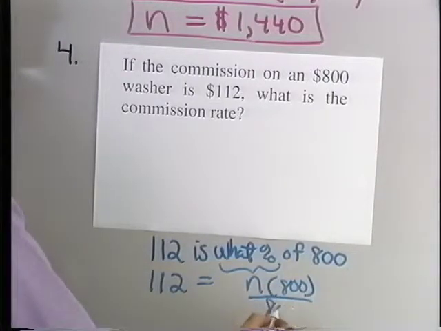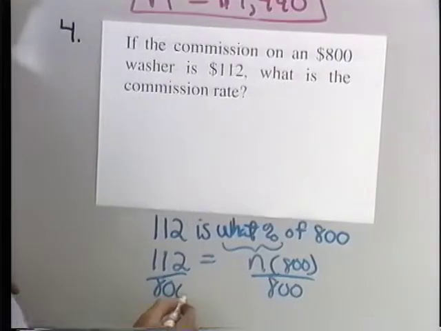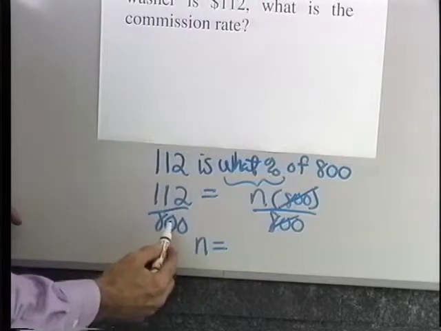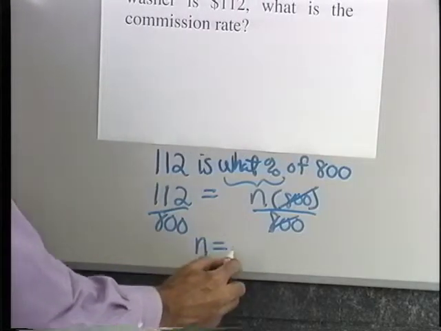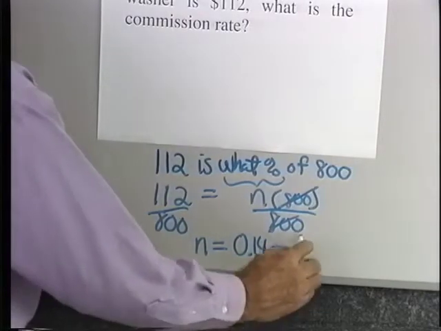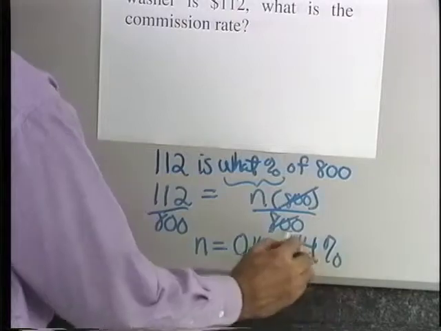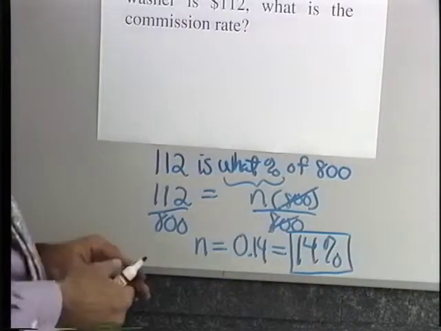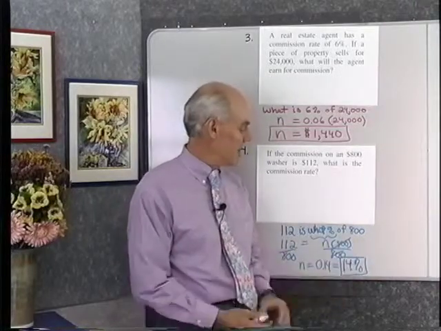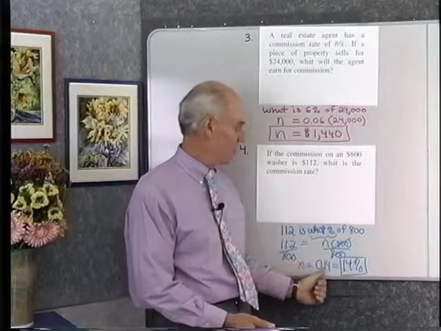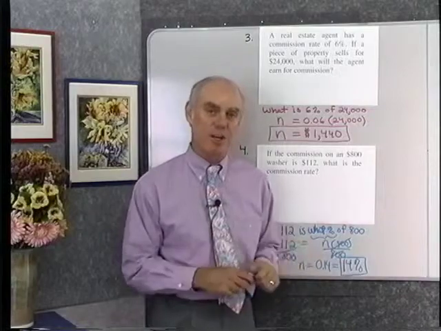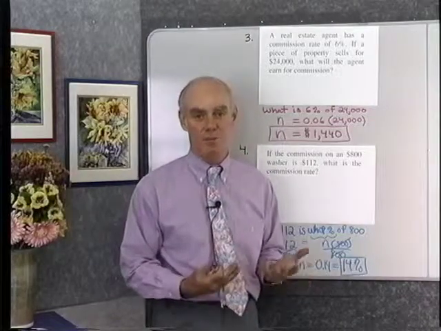Divide both sides by 800, and I end up with N is equal to 112 over 800, which turns out to be 0.14. And since I'm looking for a commission rate, I want to write that as a percent. I'll write it as 14%. So if $112 in commission is paid on an $800 purchase, then the commission rate is going to be 112 divided by 800, which comes out 0.14, which as a percent is 14%. Now that's a quick look at sales tax rate and commission rate.